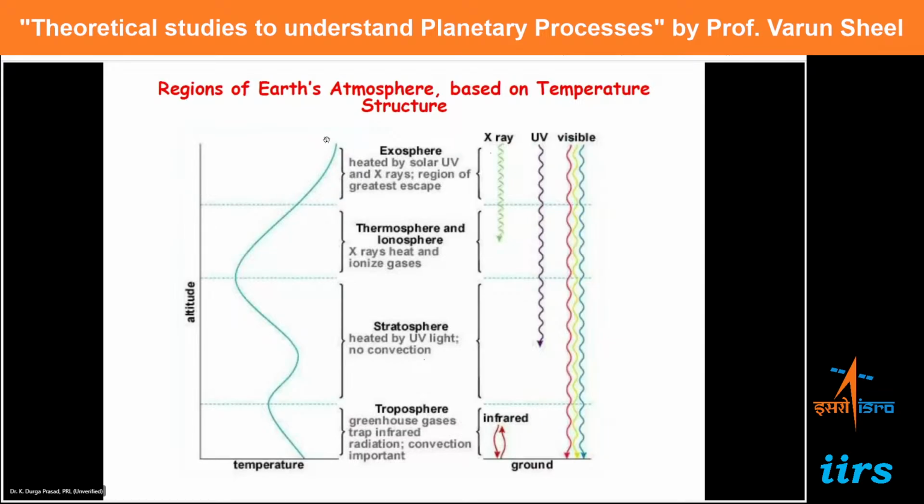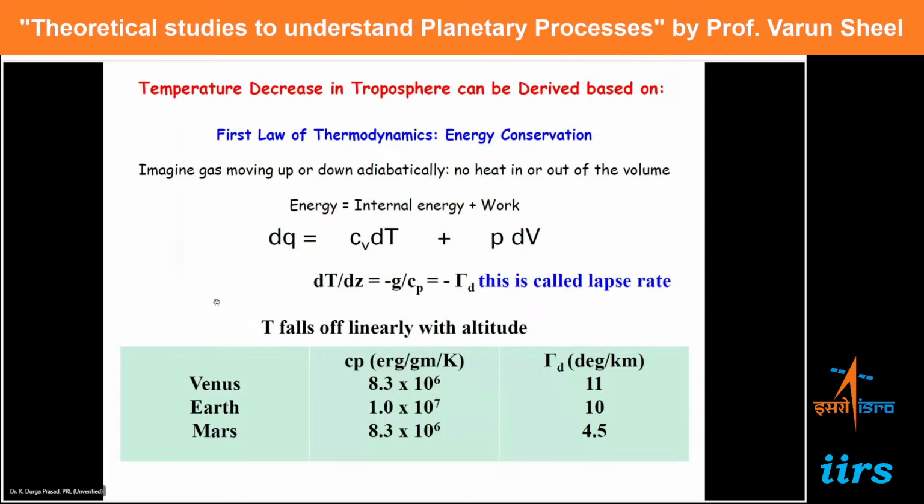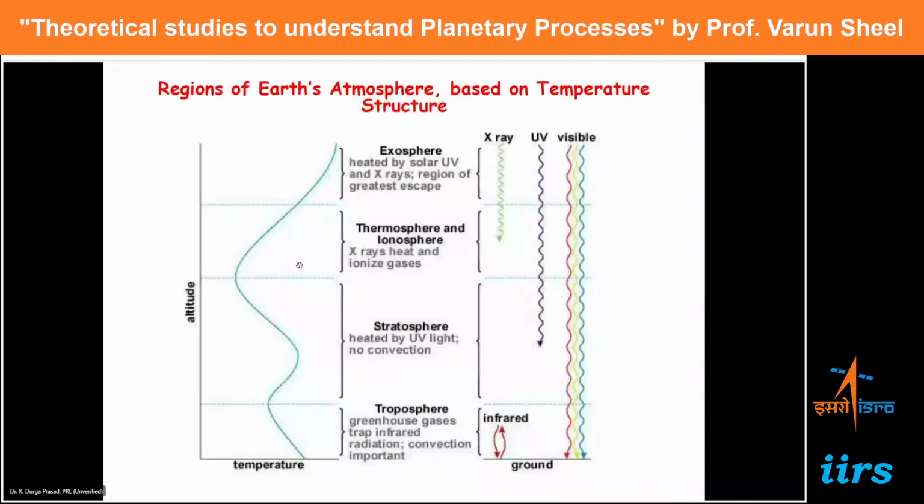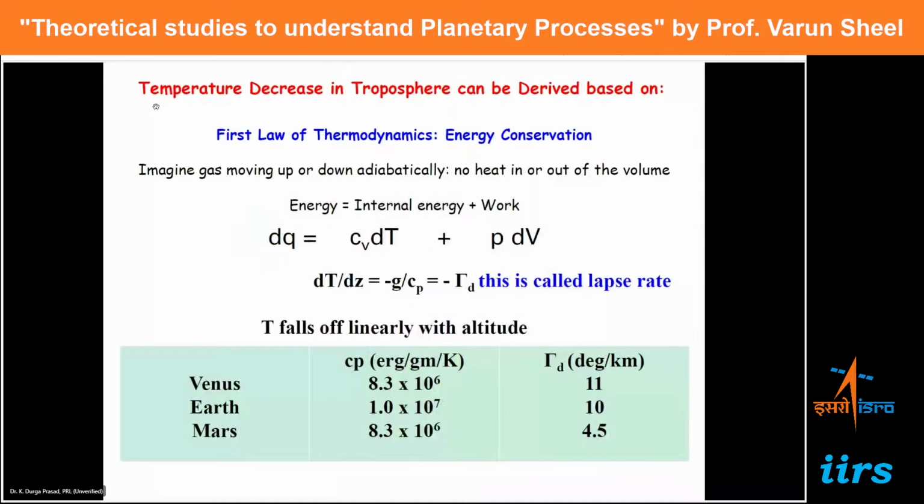Then we have seen the decrease in temperature. This is a phenomenon that is observed. If you do an observation, then how do we derive it? The temperature decrease in the troposphere can be derived based on the simple first law of thermodynamics, which tells about energy conservation: energy equals internal energy plus work done, which can be written by this equation. The rate at which the temperature falls with altitude is given as the lapse rate.